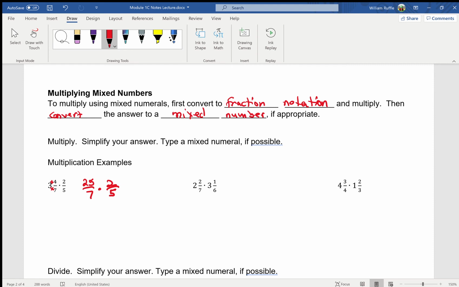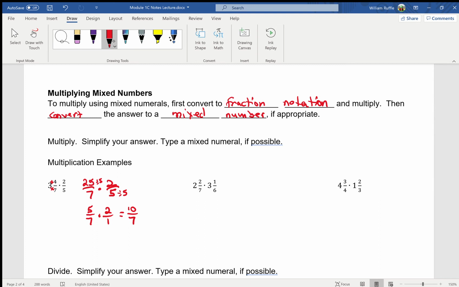Now remember, multiplication we can reduce if possible first. Now 25 and 5 are both divisible by 5, so I'm going to reduce that. Now 2 and 7 have no common factors. So if I rewrite this now, it's 5/7 times 2/1. 5 times 2 is 10. 7 times 1 is 7.